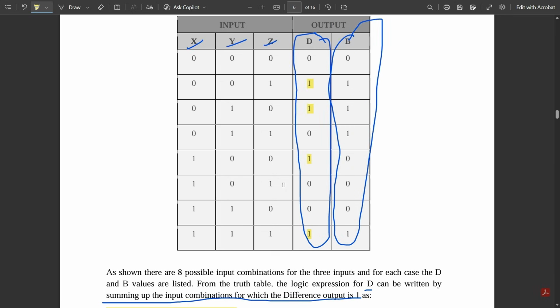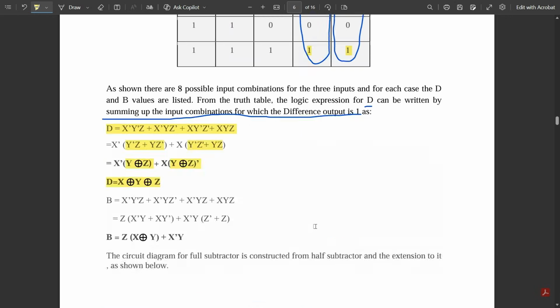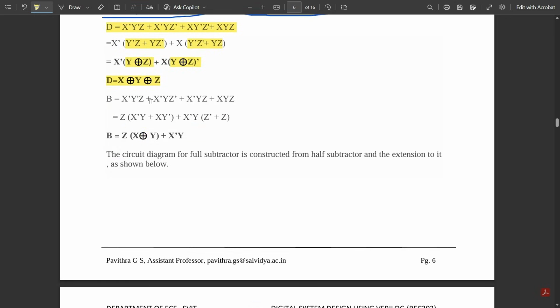Similarly, for the borrow equation also, wherever the bits are high, those combinations you need to be summing up. That is x bar y bar z plus x bar y z bar plus x bar y z plus x y z. Here you take the common terms. If you take z common from the two expressions x bar y bar z and x bar y z, along with the last term, you would be getting x bar y plus x y bar.